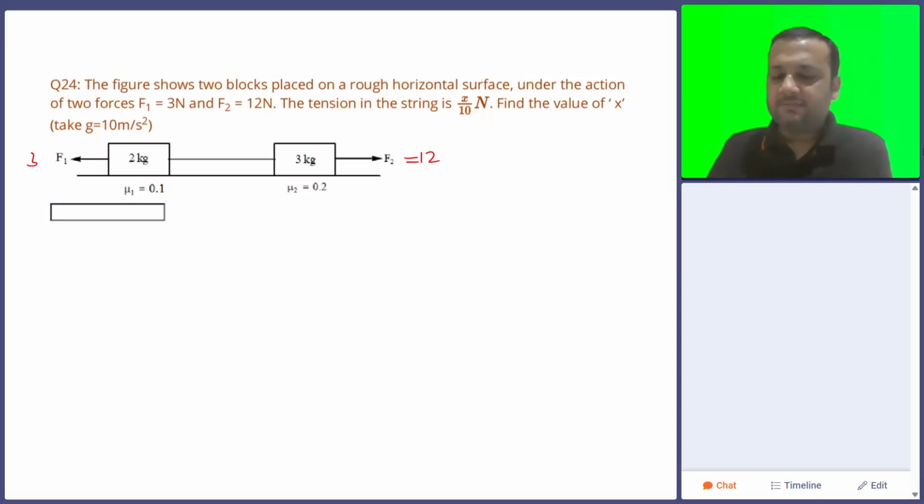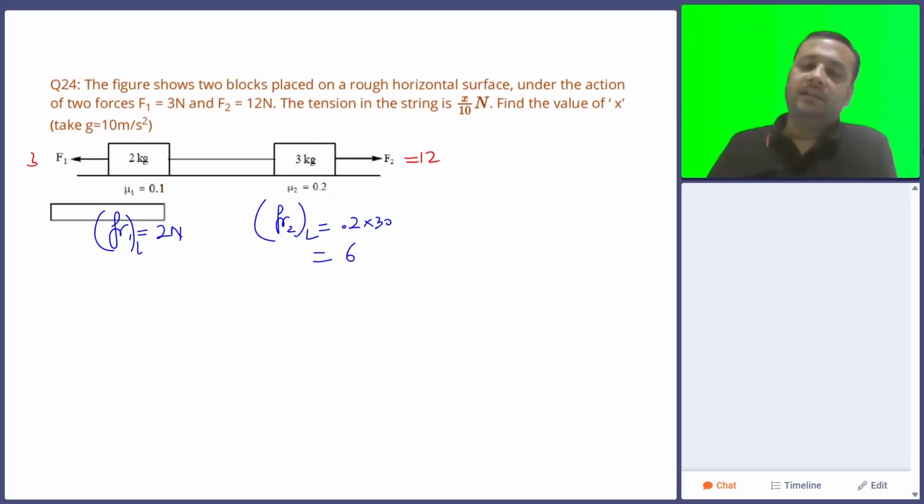So how much friction is here? So friction 2, maximum value, limiting value if you are talking about. So maximum value of friction 2 is 0.2 into 30, which becomes 6 Newton. And maximum value of friction 1, limiting value I'm talking about, will be 0.1 into 20, that means 2 Newton. So you can see that the total friction available is 8 Newton. Okay, but the net force acting towards right is 12 minus 3, which is 9 Newton. So even if the total friction acts towards left, then also the system will not be able to stay at equilibrium. That means system will move towards right.